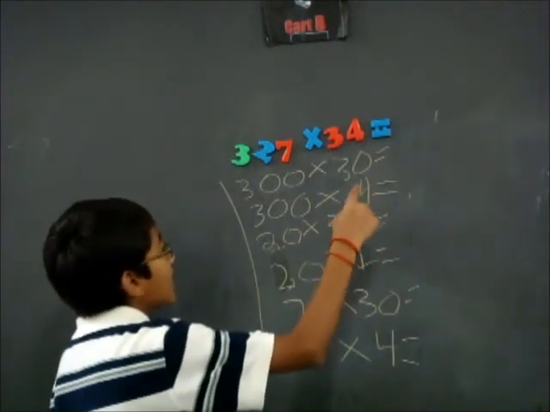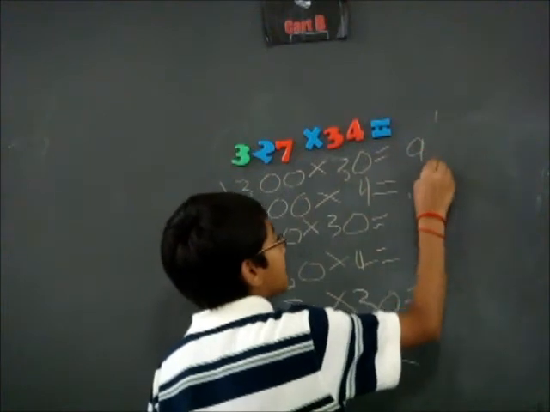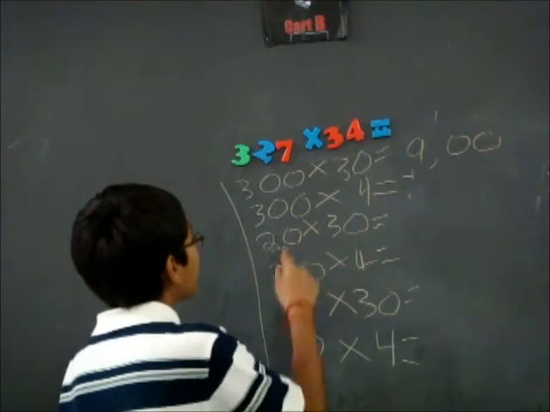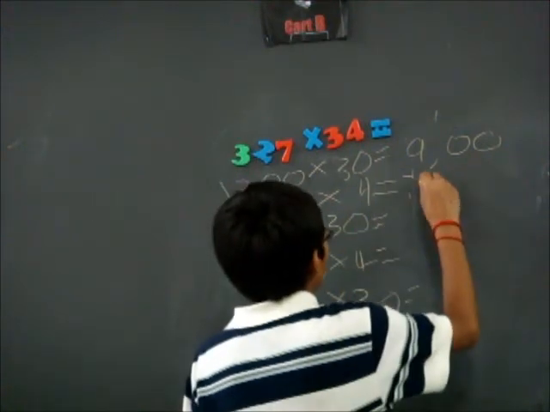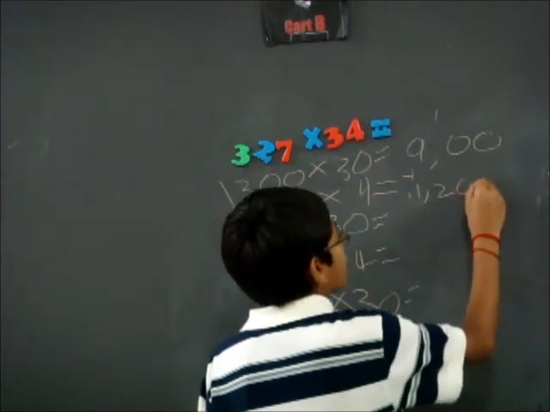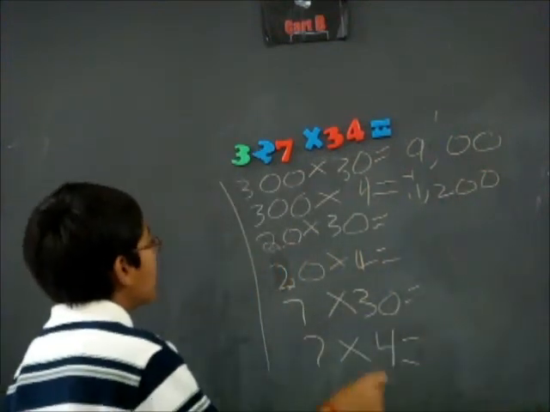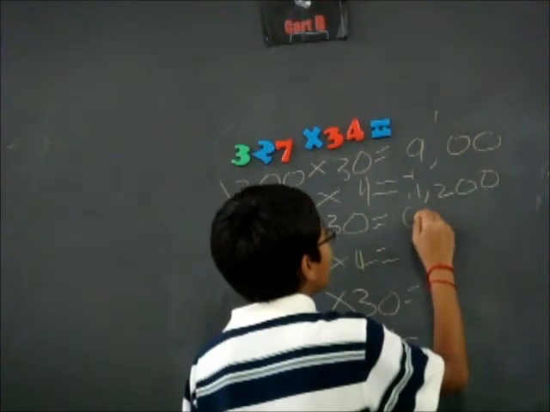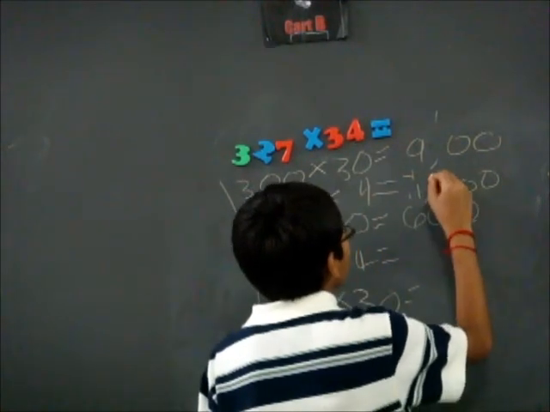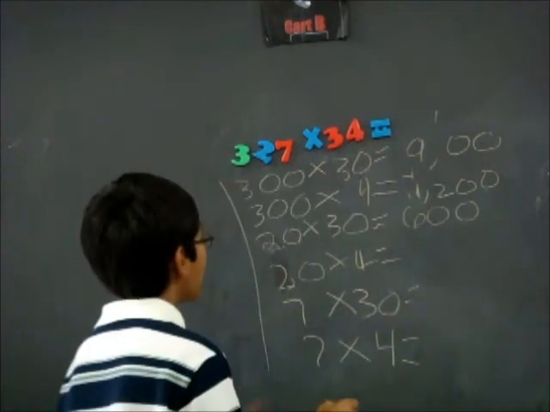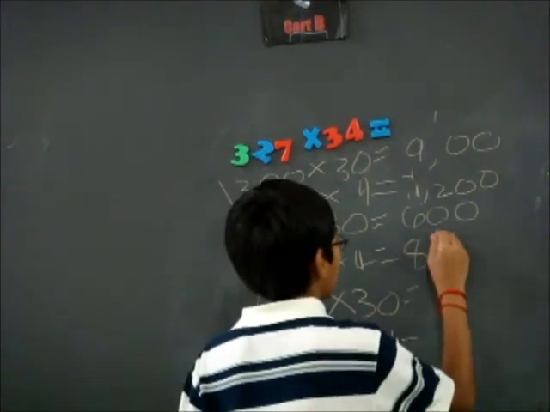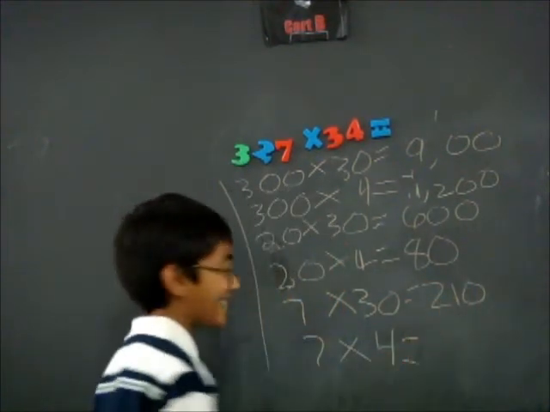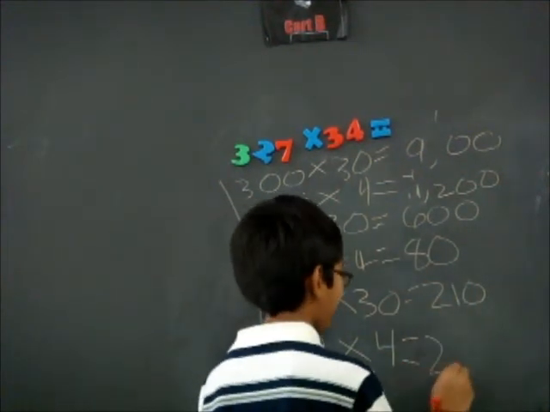So, 300 times 30 equals 9,000, plus 300 times 4, which equals 1,200. And then 20 times 30 equals 600. And then 20 times 4 equals 80. 7 times 30 equals 210. And then 7 times 4 equals 28.